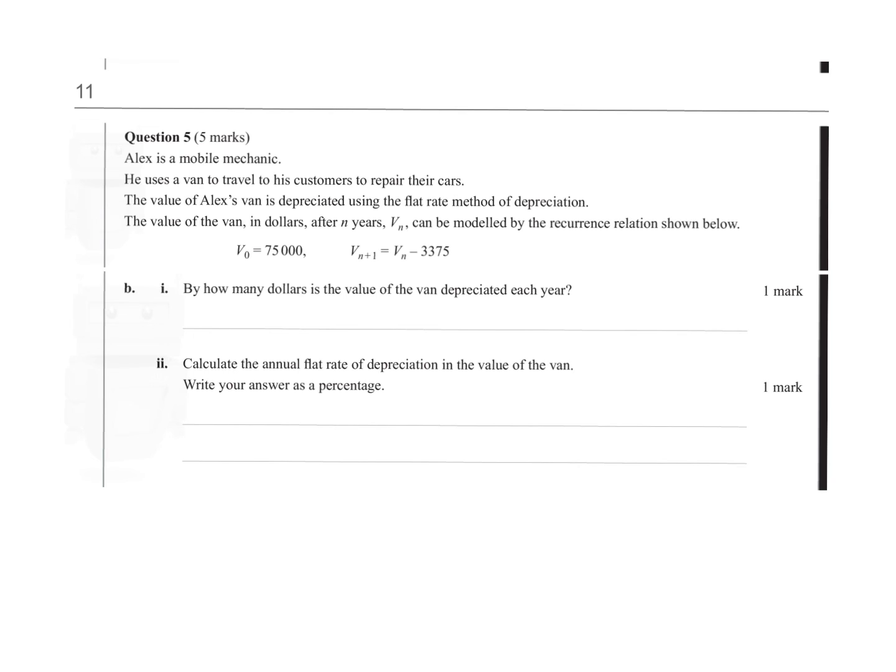Okay, Alex is a mobile mechanic. He uses his van to do repairs. This is the same question. He uses the flat rate, and there's a recurrence relation. We know. By how many dollars does the van depreciate every year? Yep, you're simply reading it off. And calculate the annual rate of depreciation. So we're going to use that formula from our annual rate, and we're going to say 3375 equals the rate over 100 times, and we're going to go solve.